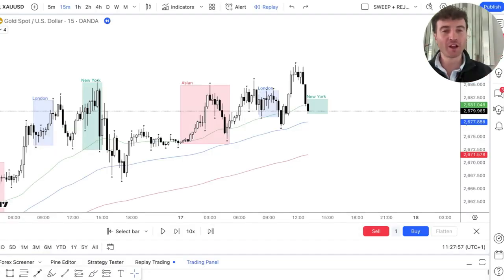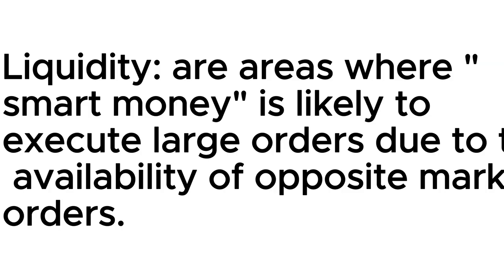Now let's look at step number two, which is identifying a run on liquidity. But just before that, I think we need to identify what liquidity is so everybody is on the same page. In the context of smart money concepts, SMC trading, liquidity means areas where smart money is likely to execute large orders due to the availability of opposite market orders.